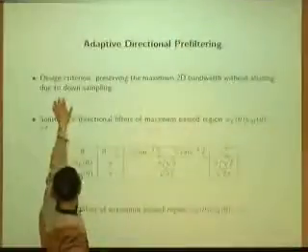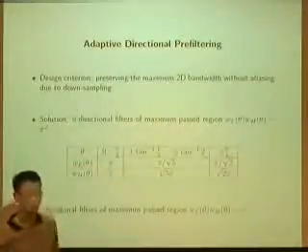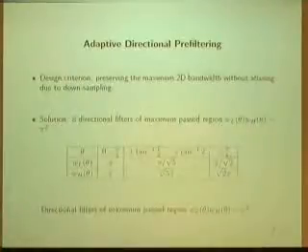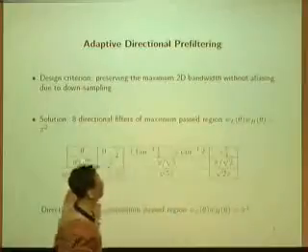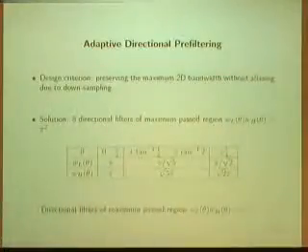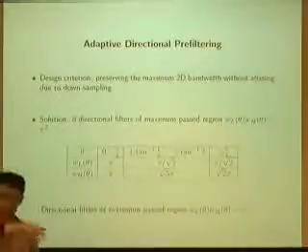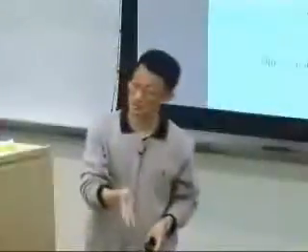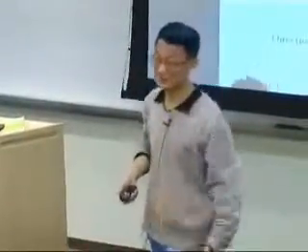Okay, so this is the design principle and the technique. First, we set up the design goal of this directional prefilter. We want to preserve a maximum 2D bandwidth without aliasing due to downsampling, right? Once we downsample, we reduce the cutoff frequency, and then unavoidably we get aliasing, right?